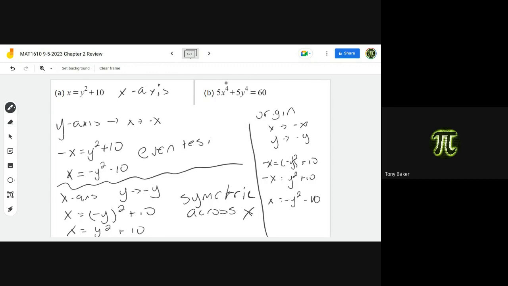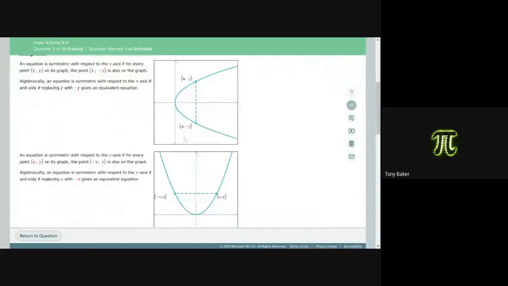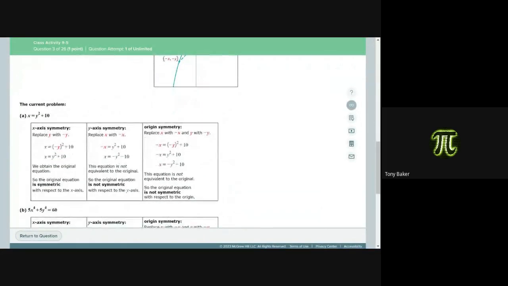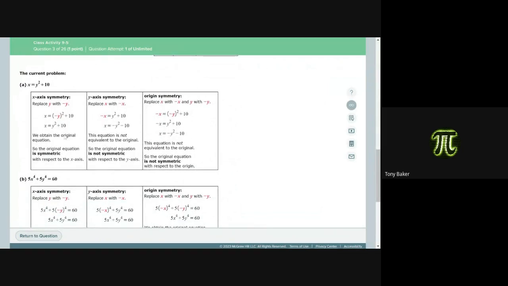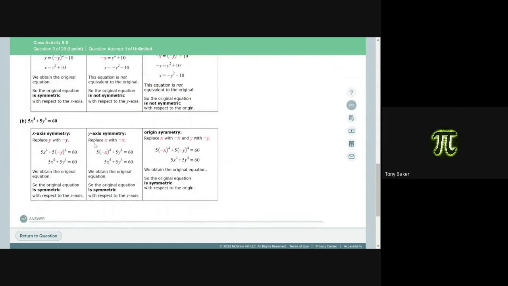And for B, you do the exact same thing. I'm not going to do the second one. I can go back here. So this one was symmetrical across the x-axis, which we said. This one actually is symmetrical across all of them.